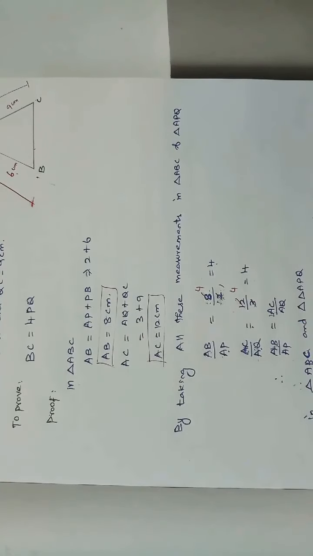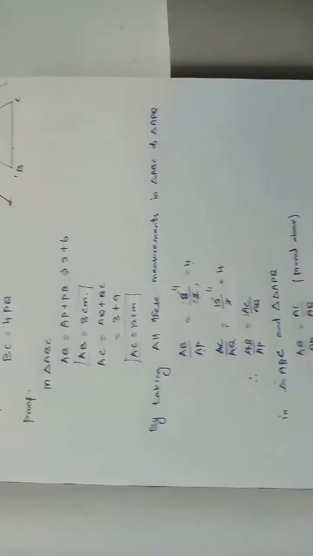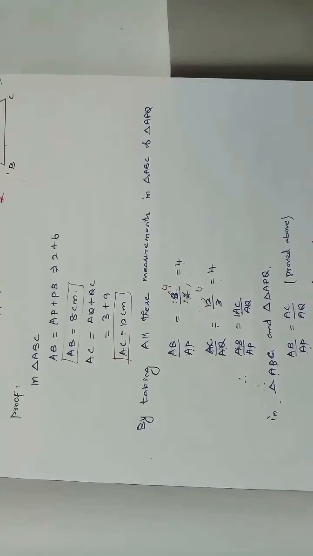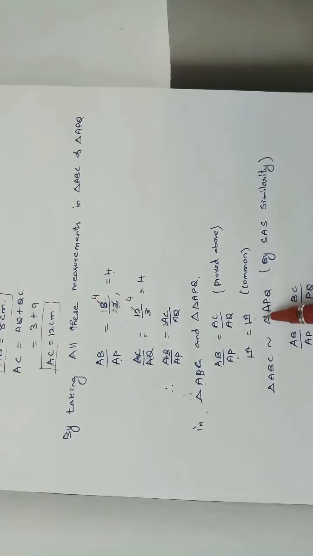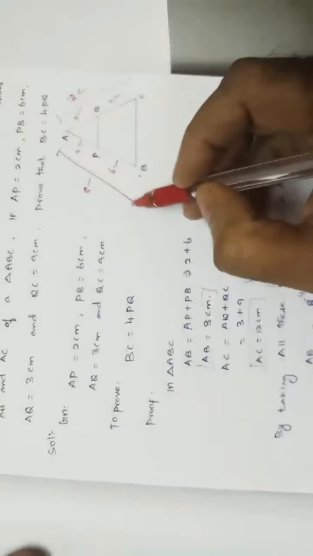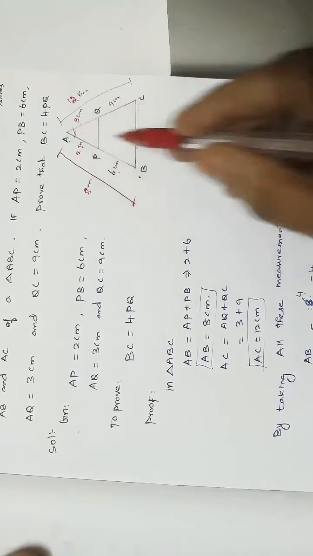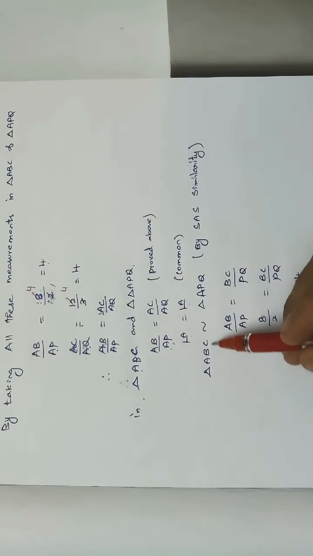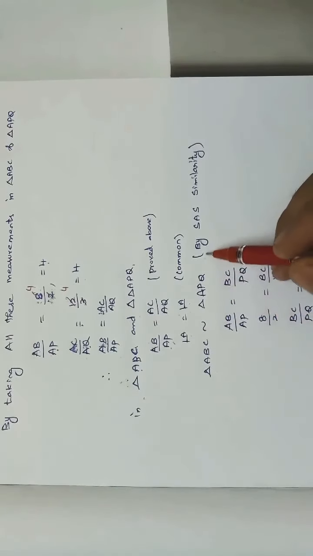Now I am going to prove that these two triangles, triangle ABC and triangle APQ, are similar. AB by AP is equal to AC by AQ. Already we have proved that these two sides are proportional. And angle A is equal to angle A, the common angle. So by SAS, side, angle, side, criteria, we can say that these two triangles are similar. So triangle ABC is similar to triangle APQ.